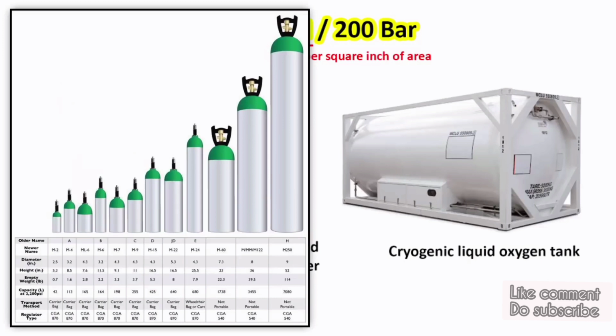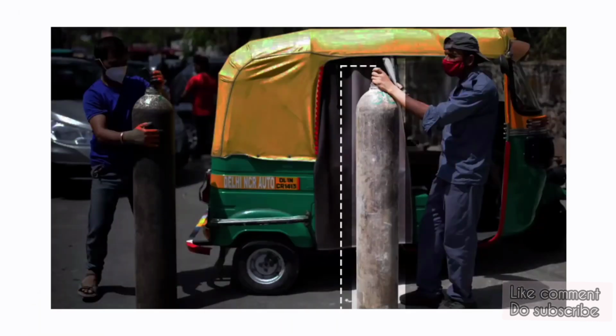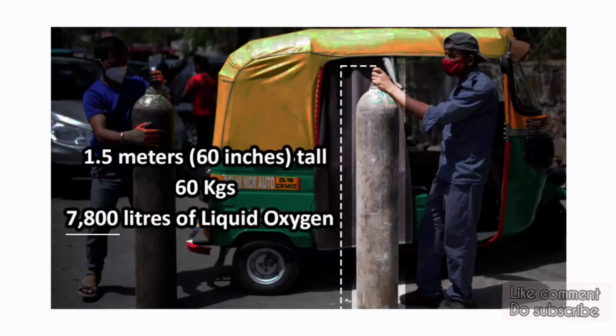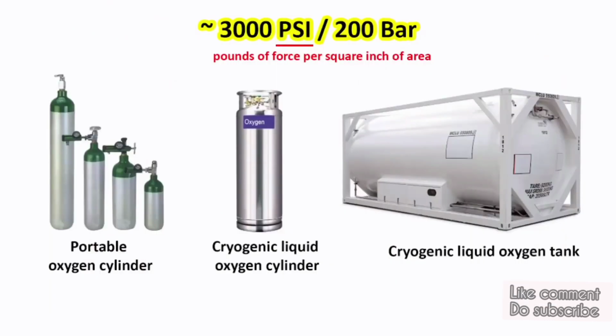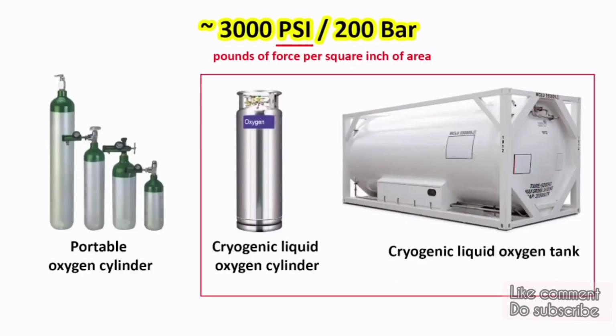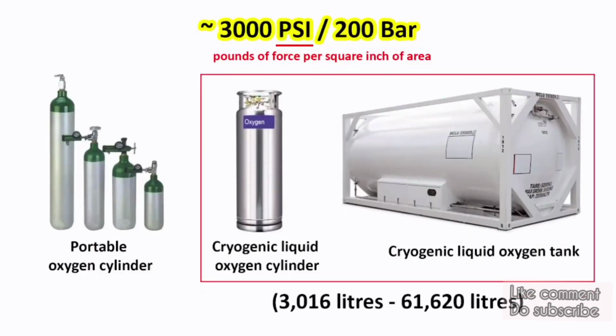Oxygen cylinders come in different sizes and can be pretty heavy. The largest size is around 1.5 meters tall and contains over 7,800 liters of liquid oxygen. Today, a patient in a hospital can require up to 130 liters of oxygen per minute. That means a large cylinder would last about an hour. Now, a cryogenic oxygen tank looks like this. They come in different capacities from 3016 liters to 61,620 liters.